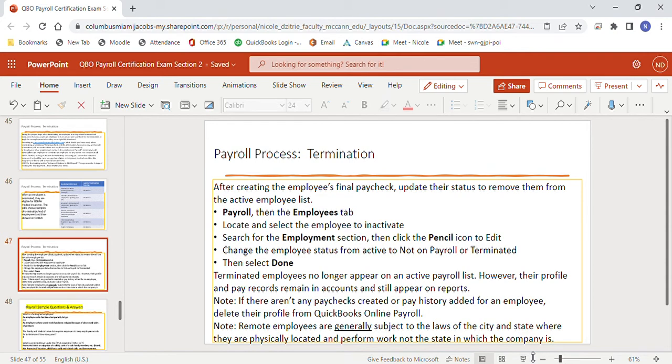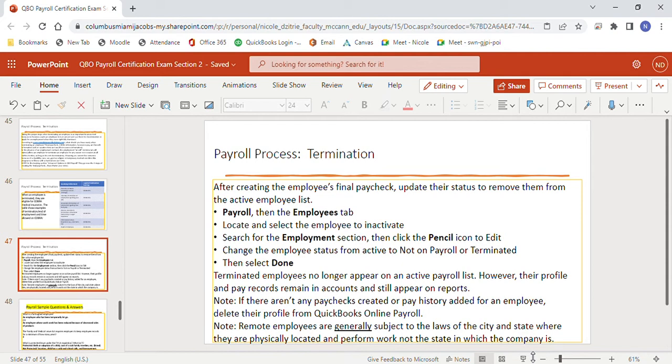Note, if there aren't any paychecks created or pay history added for an employee, delete their profile from the QBO payroll. And also note, remote employees are generally subject to the laws of the city or state where they physically are located and perform work, not the state in which the company is.